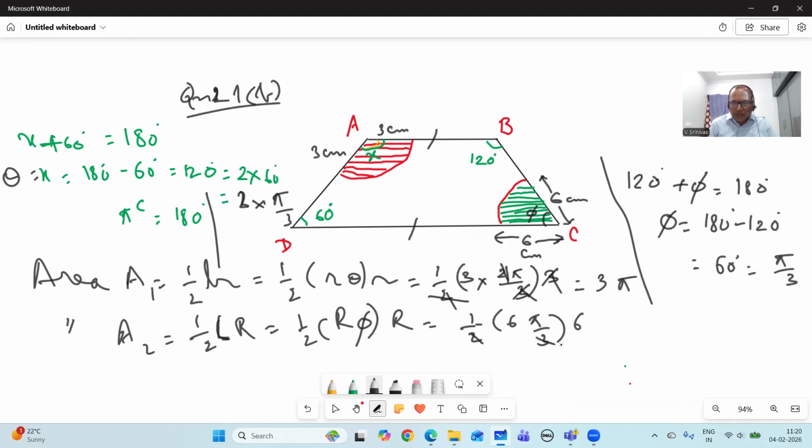Now 2 into 3 is 6, that cancels with this. So we are left with 6 pi. 2 into 3 is 6, cancels with 6. 1 into pi into 6 is 6 pi. And the area of this region is 3 pi square units. The area of this region, A2, is 6 pi square units. So we have to add these two. Pi is common. 3 plus 6 into pi. 3 chocolates plus 6 chocolates is 9 chocolates. Okay, this is 9 pi square units. So this is the area of the given region, the required area for the shaded region.